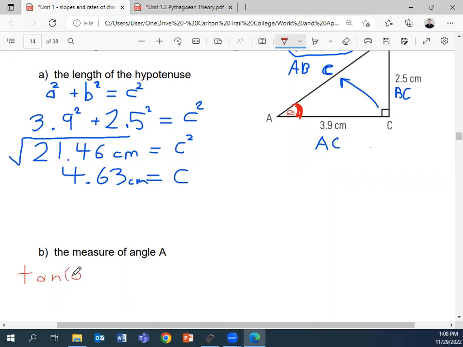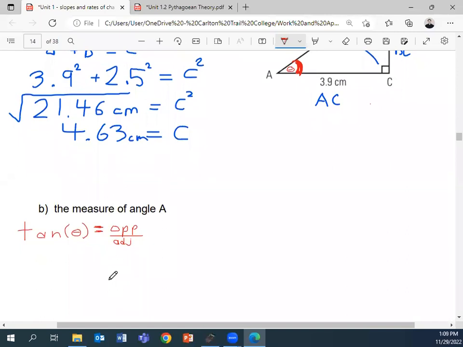Tangent of theta is equal to what? Don't tell me the numbers. Opposite over adjacent, right? So TOA. TOA, opposite over adjacent. Frankly, you could just put O over A here. That's fine too. This entire thing is just a way of shorthand.